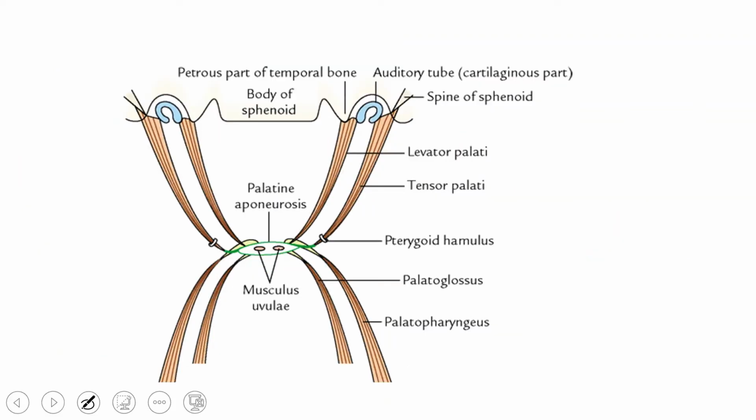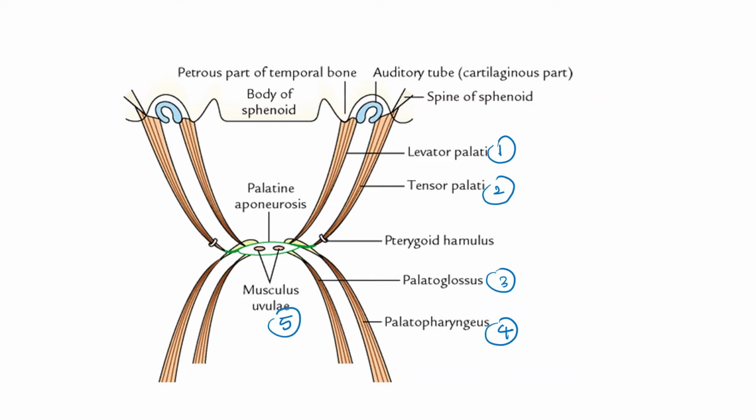Moving on to the muscles of the soft palate. In total, there are 5 pairs of muscles of the soft palate on either side of the median raphe. The very first muscle is the levator palatini muscle. Next is the tensor palatini, then these are the muscles present along the upper surface. The other muscles are the palatoglossus muscle, the palatopharyngeus, and the musculus uvulae. So these are the 5 muscles of the soft palate.